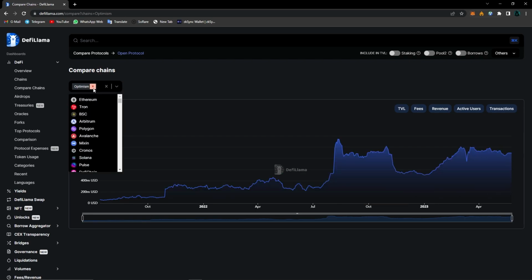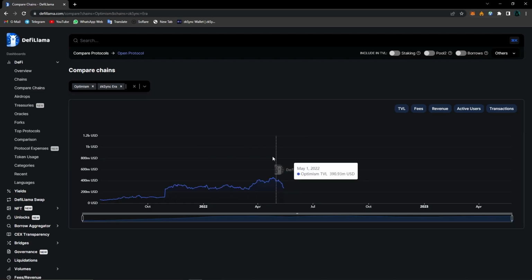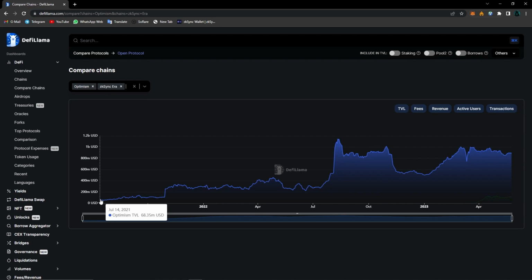Now let's also compare Optimism and ZK Sync Era. So if you scroll down, you can see ZK Sync Era. Because this goes back to 2021 and ZK Sync Era is fairly new, we can only see the comparison starting from this date. You can see it's March 24, 2023. This is the date of the mainnet, which we know as ZK Sync Era.